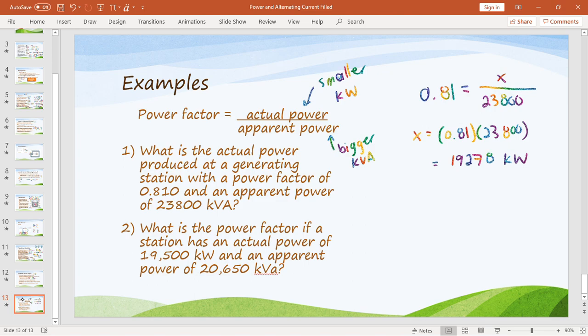Then let's look at number 2. Here we're solving for the power factor. It's our unknown. Actual power 19,500, apparent power 2,650. Actual over apparent. You want an answer less than 1, or else you'll be like a turbocharged super station. Do that math. It's pretty efficient. And that's it. These are the last topics for this course, so make sure you know these slides and you'll be ready to handle the questions on it on the final.